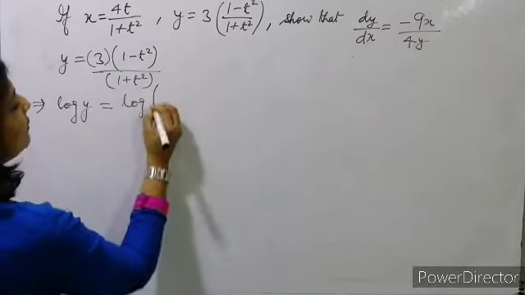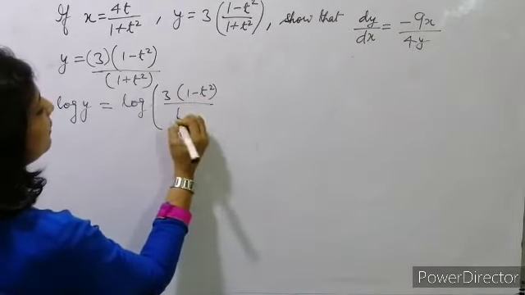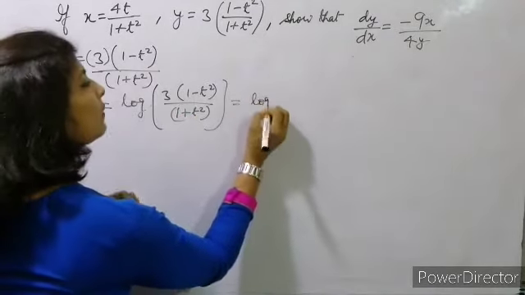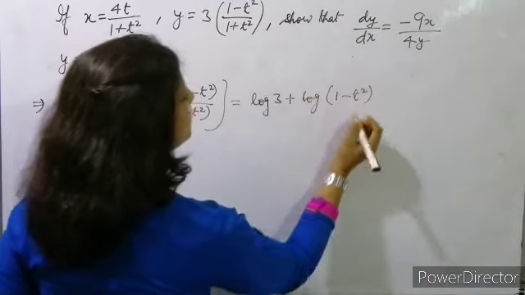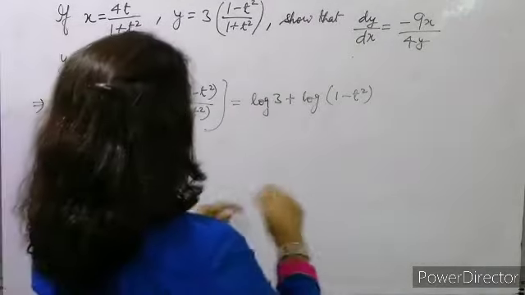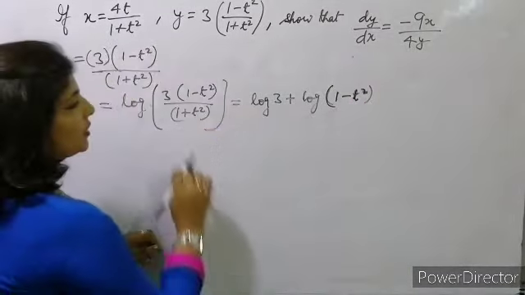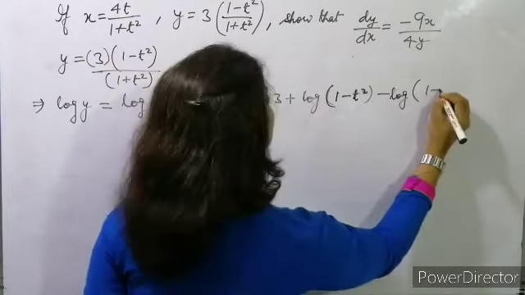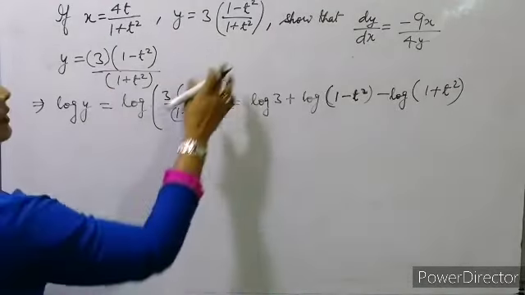So these two are in multiplication, so when we apply log on the whole, if we apply log like this, 1 minus t square divided by 1 plus t square, we can write it like this: log of 3 plus log of 1 minus t square. By using the basic law of logarithm, and this is in division, in the denominator, so we'll write minus log of 1 plus t square.